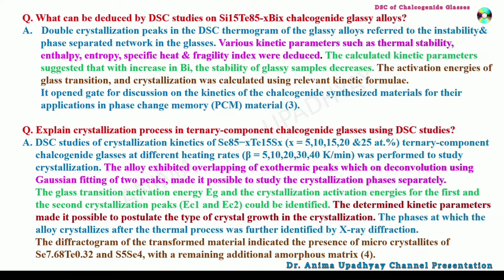The glass transition activation energy Eg and the crystallization activation energies for the first and second crystallization peaks, EC1 and EC2, could be identified. The determined kinetic parameters made it possible to postulate the type of crystal growth in the crystallization. The phases at which the alloy crystallizes after the thermal process were further identified by XRD. The diffractogram of the transformed material indicated the presence of microcrystallites of ternary component with the remaining additional amorphous matrix.